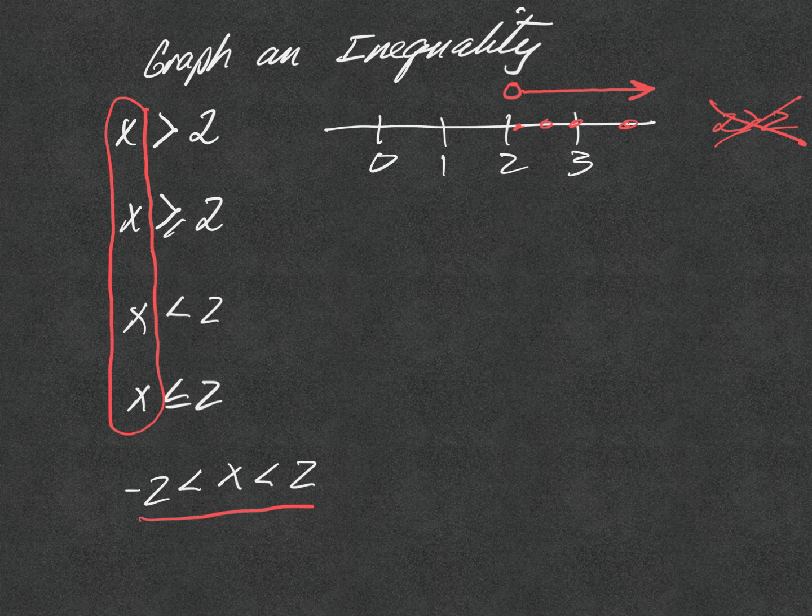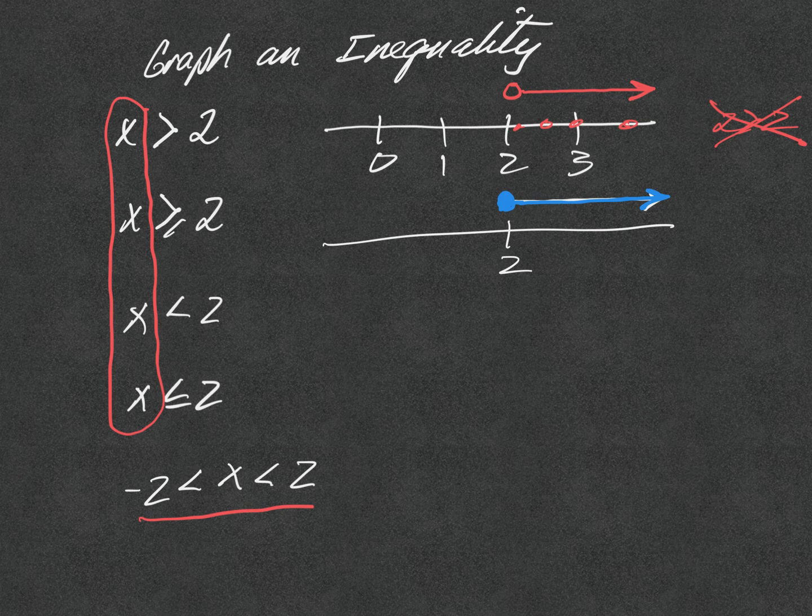Okay? Let's go on to the next one. x is greater than or equal to 2. So we put 2 on the number line. Again, it's greater than, so we know it's going to be all the values that go to the right here. And it starts at 2, so that's an open circle. But it's also equal to 2, so 2 can equal 2. So what we do is we fill that in.